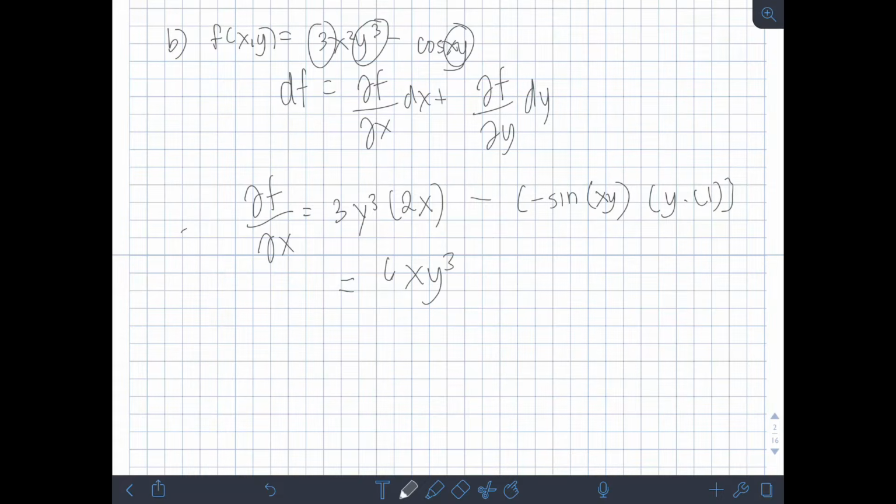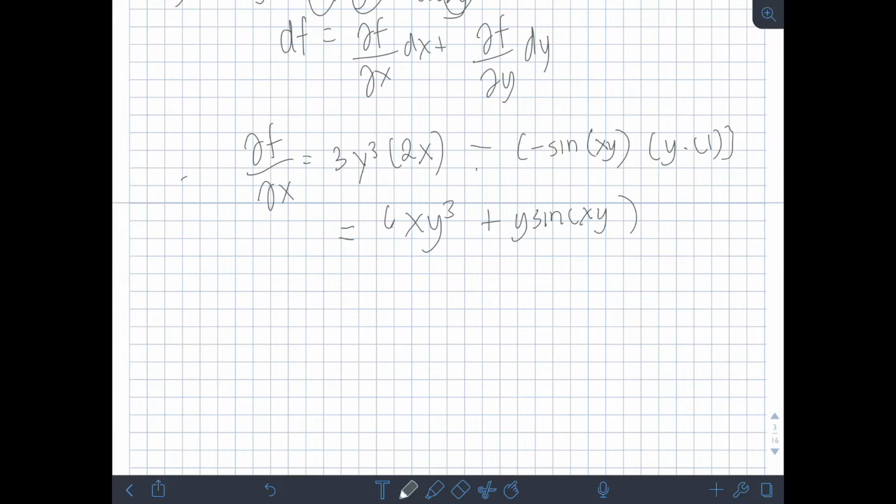And then y times 1 is y. Tapos, negative times negative is positive. So, plus y sine xy. So, therefore, this is the partial derivative of f with respect to x. Okay? Next, partial derivative of f with respect to y naman.